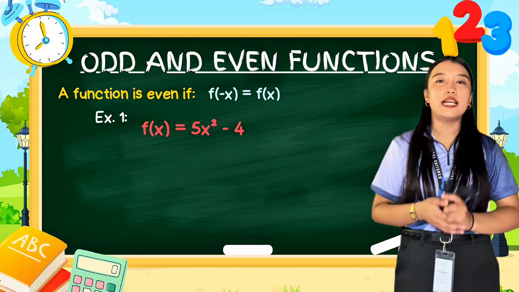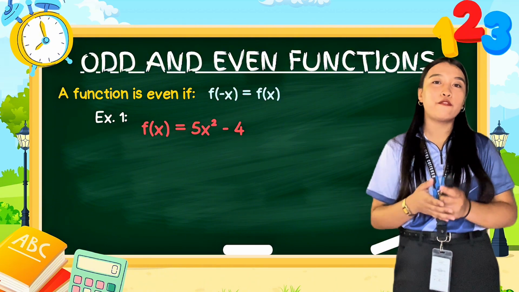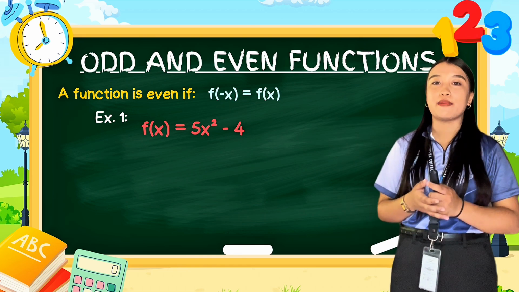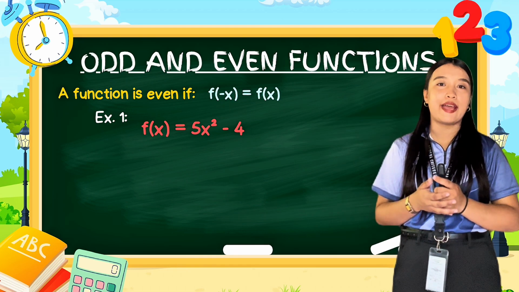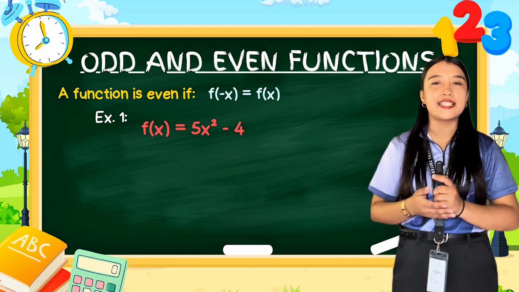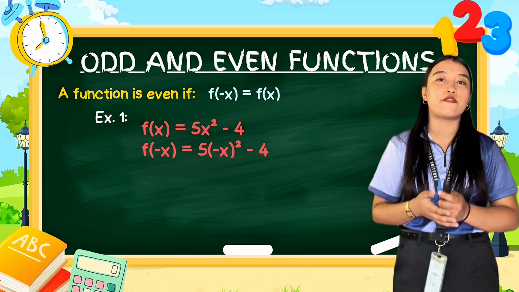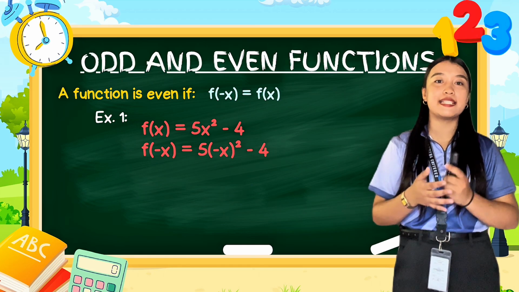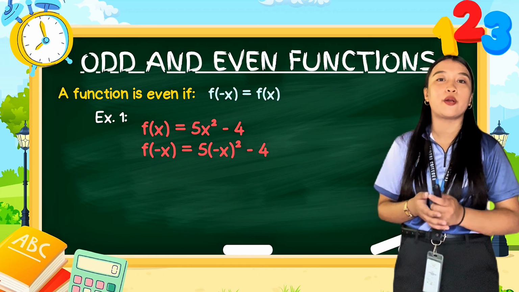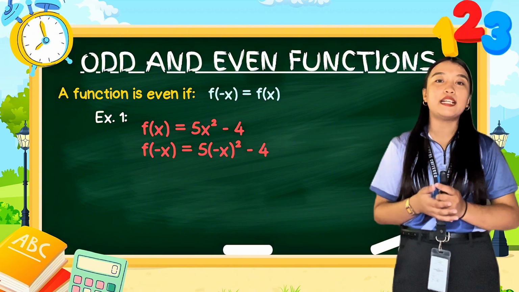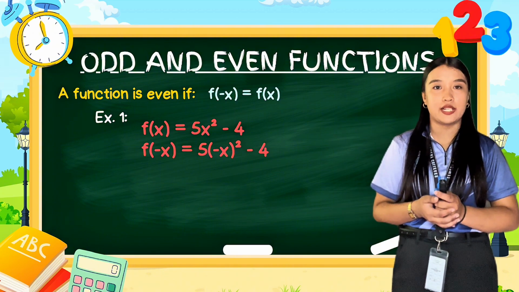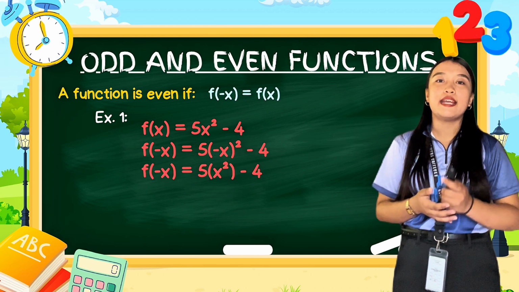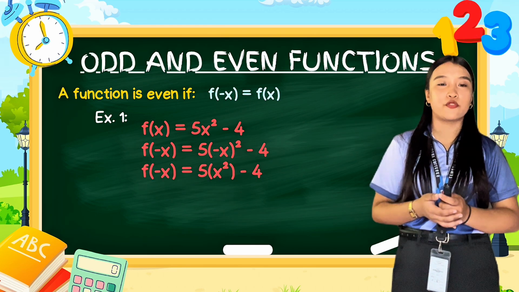For example, the given function is f of x equals 5x squared minus 4. To test for symmetry, we substitute negative x into the function, giving us f of negative x equals 5 times negative x squared minus 4. Since squaring a negative number results in a positive value, negative x squared becomes x squared. So the expression simplifies to f of negative x equals 5x squared minus 4.